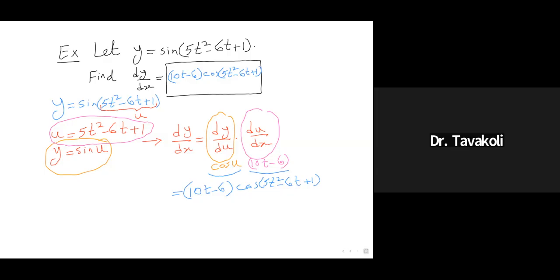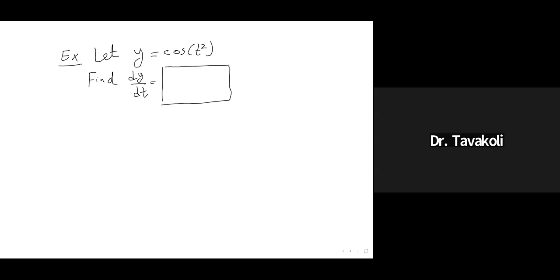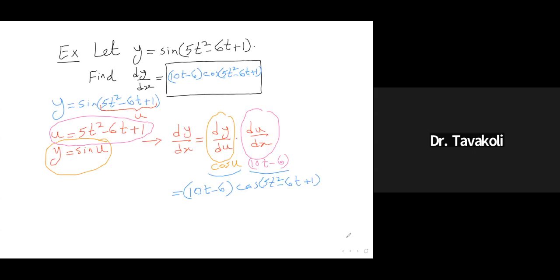Let's do another example. Try this example on your own before watching my solution. So y is cosine of t squared, and I want to find the derivative of y with respect to t.